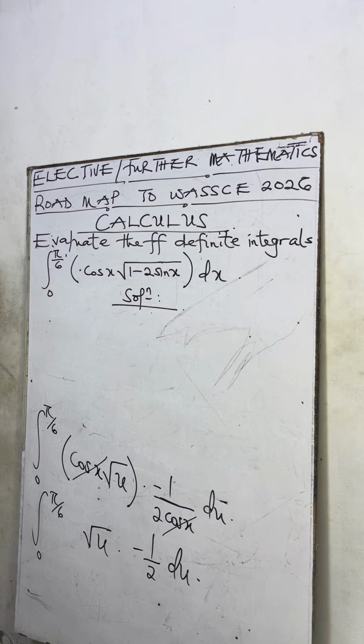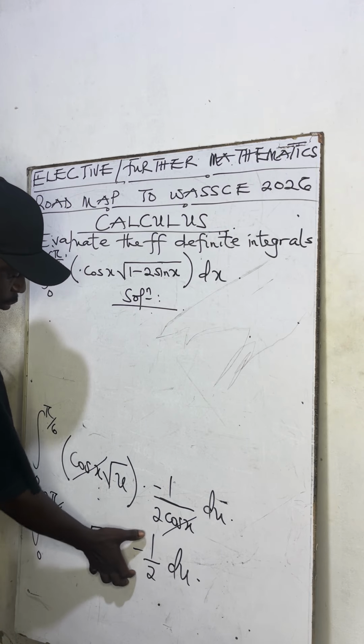For us, we will not use the u limit. We'll still use the x limit. So when I'm done, I just put it back. So let's integrate that. Now check, we are integrating with respect to u.